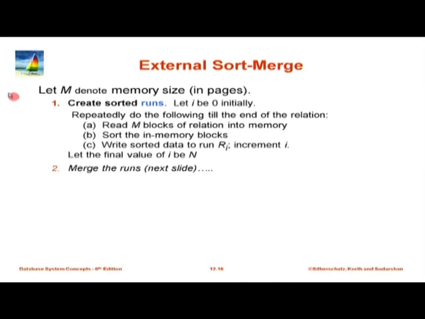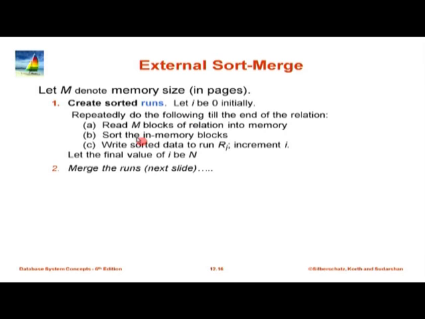So that's the intuition. Now let's look at the algorithm. The first step is to create sorted runs, which works as follows. Repeatedly read m blocks of the relation to memory. What is m? That's the memory size in terms of pages or blocks. I'll use the term page and block interchangeably, they mean the same thing. So I can read this much data into memory. That's the amount of memory I have available for sorting.